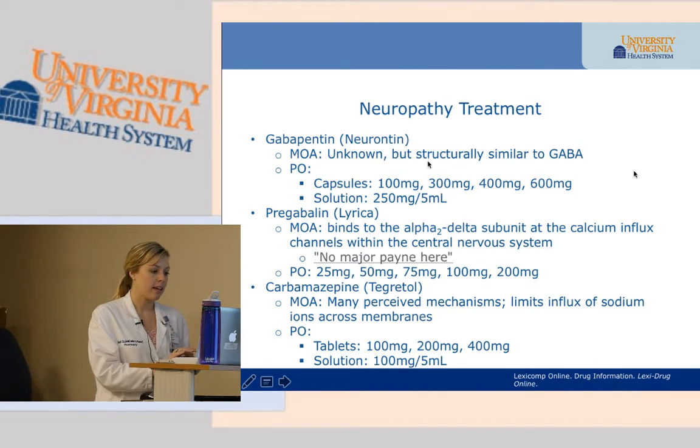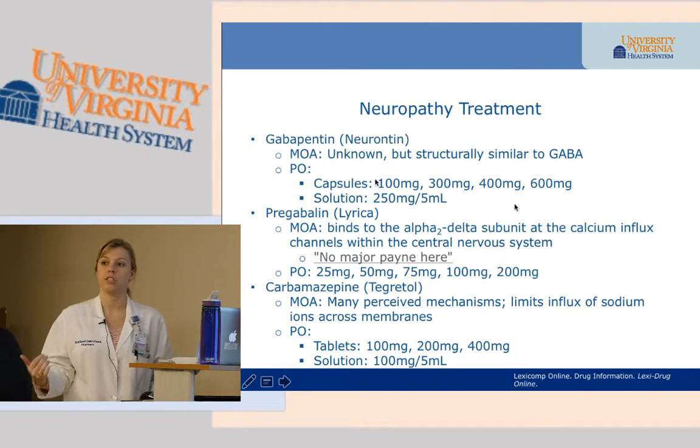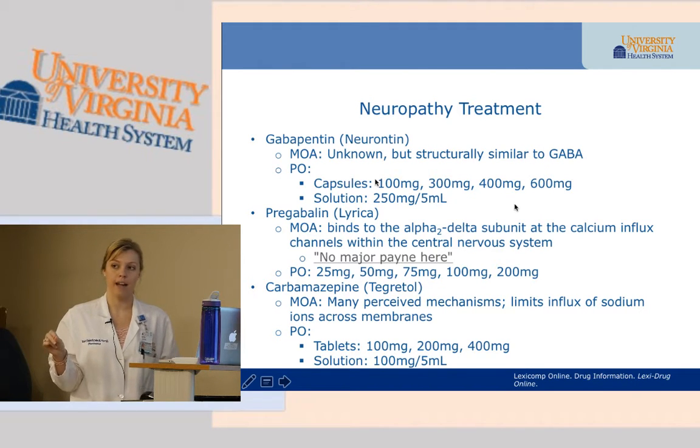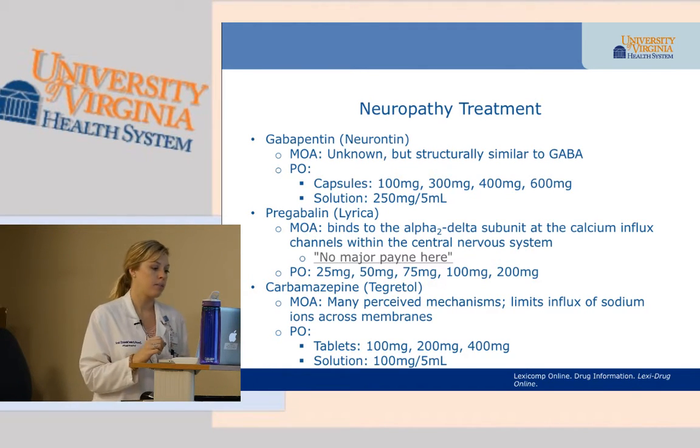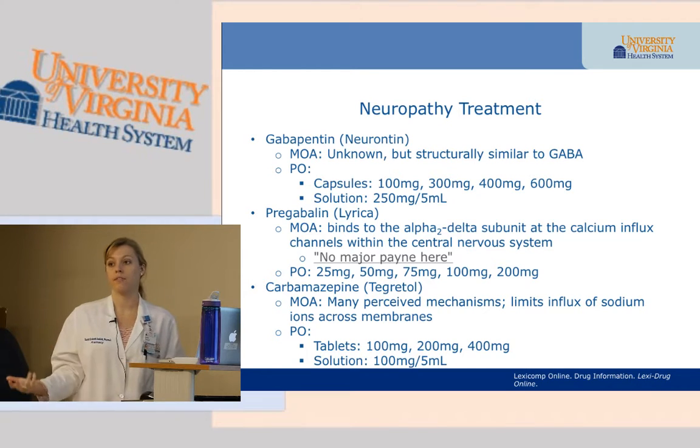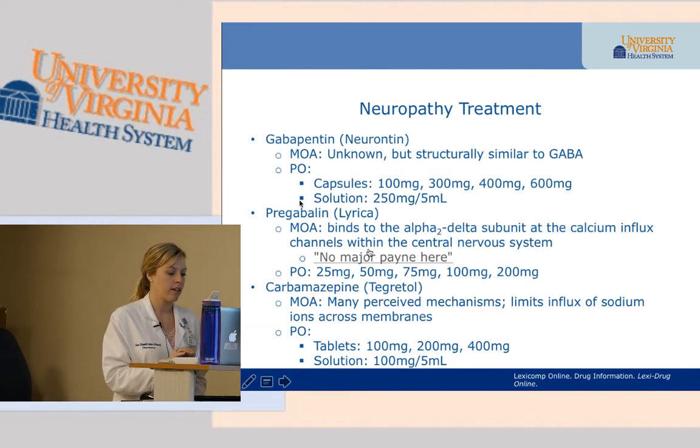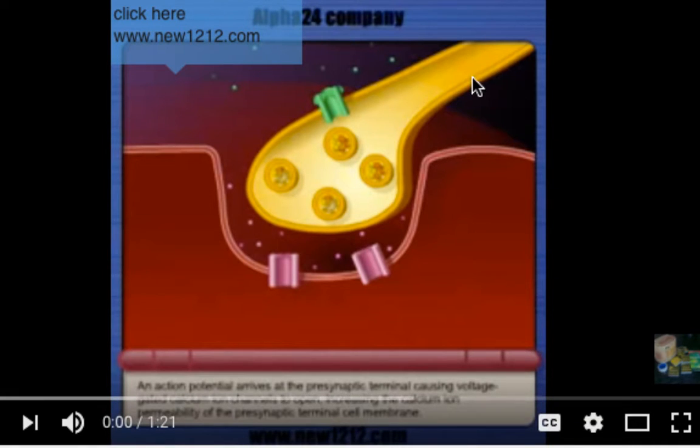But basically, at the end of the neuron, there is a calcium influx to release more neurotransmitters, and it blocks that calcium channel to prevent further stimulation of the nerve. It's just at a different part in the nerve, which I'll show you here. So this is the end of the nerve, the end of the axon, where it goes into the synapse.